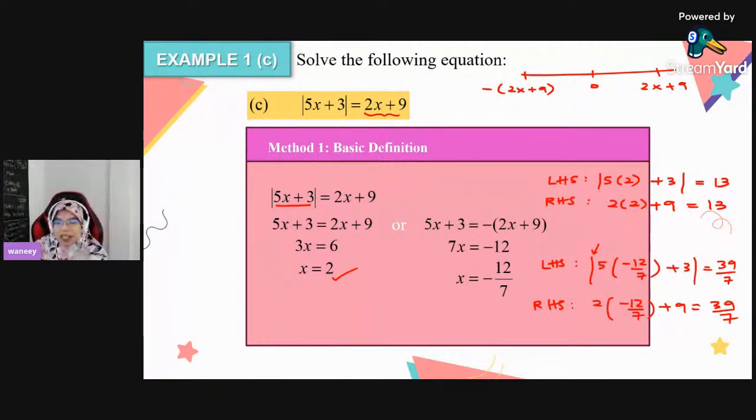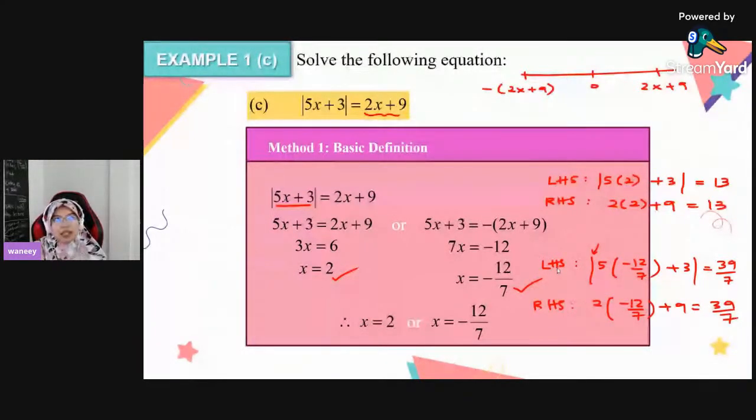On the right hand side, that is also 39 over 7. So that means I do accept both of them as my final answer. So x equal to 2 or x equal to negative 12 over 7. Okay, so done with the basic definition.